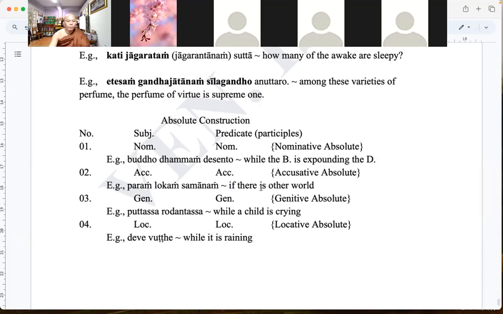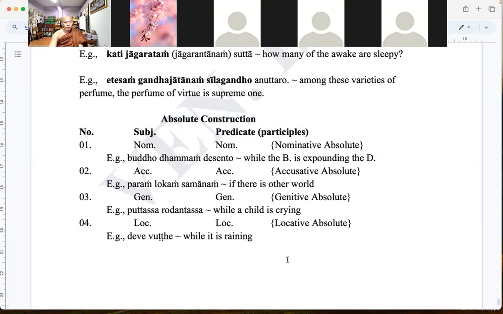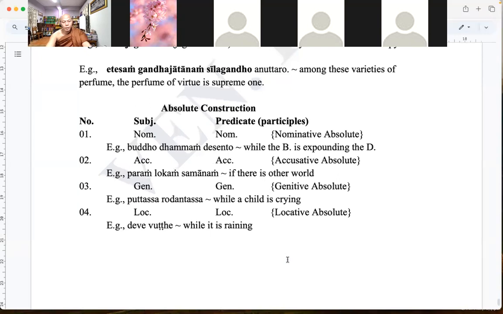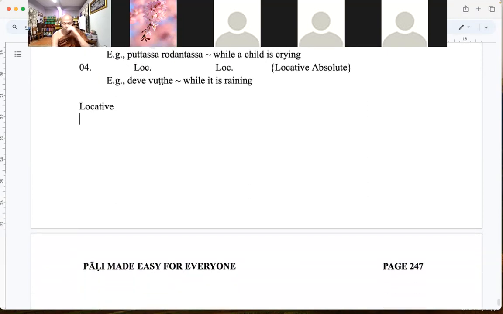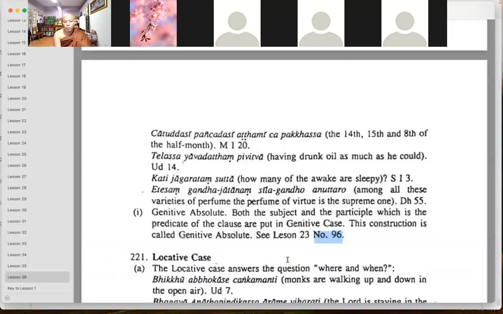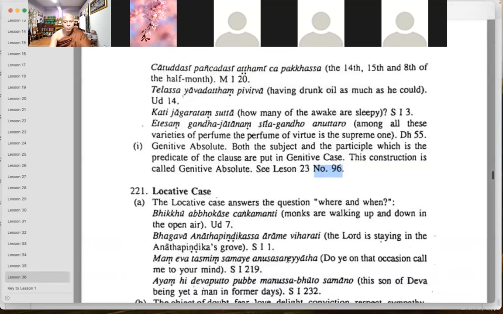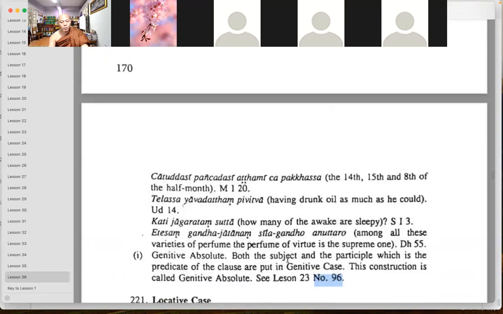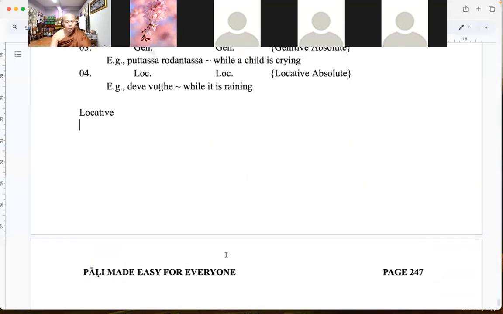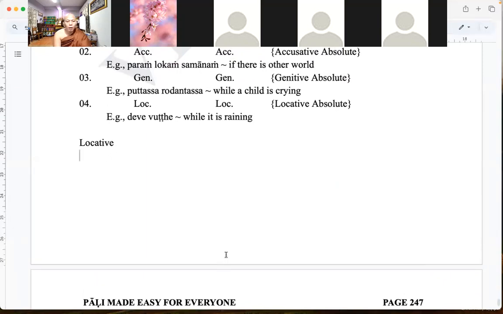Okay, so now we finish the genitive. And then now the locative. The locative case commonly presents time and place, location.